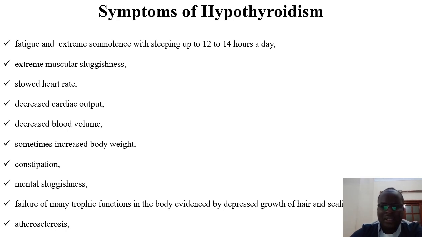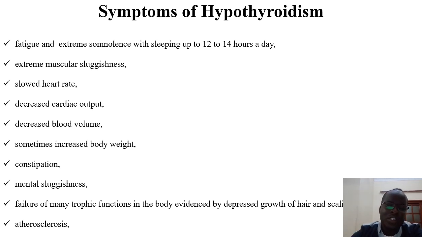You are in class, you are dozing. You are listening to this lecture, you are dozing. Sometimes it could be that you are lacking a lot of thyroid hormones. Maybe you have hypothyroidism. That's why you are dozing right now. Then extreme muscular sluggishness. So muscle activity is going to be very slow. There will be slowed heart rate, decreased cardiac output, decreased blood volume, and also decreased blood flow. Sometimes there will be increased body weight because you're not using proteins, you're not using fat for the production of glucose in gluconeogenesis.